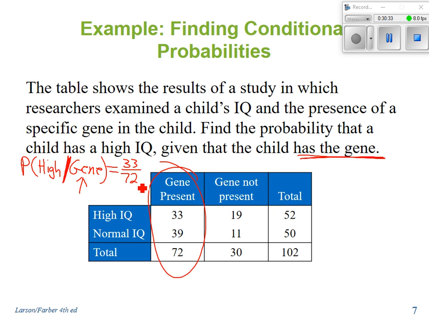It looks like it's about 45% or something like that, a little under this. Somewhere close to that. But the main thing here is you're just looking at that group. Now, if they just asked what's the probability that somebody has a high IQ out of the whole group, then we're taking that total, the total of people with high IQs, so it'd be 52 out of 102.